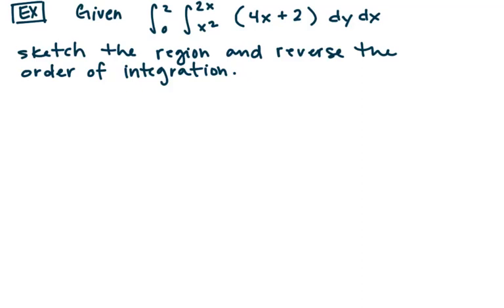Hello again. In this example, we're going to work on a double integral. What we are given is 2 to 0 for the first integral, 2x to x squared for the second integral. We need to integrate 4x plus 2, first with respect to y, which means these are y equals, and then with respect to x, which means those outer bounds are x equals.